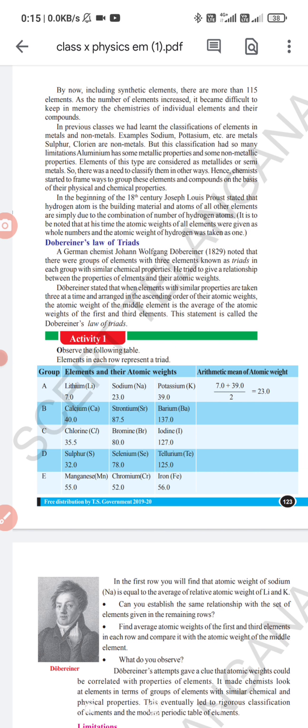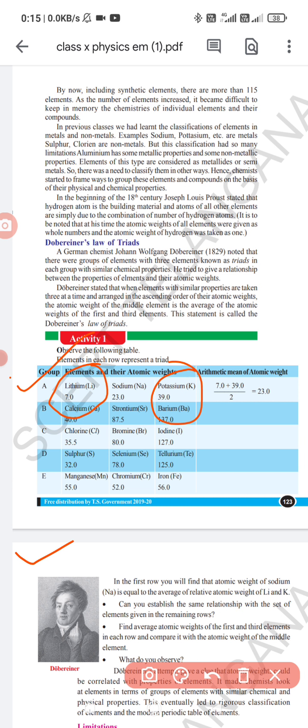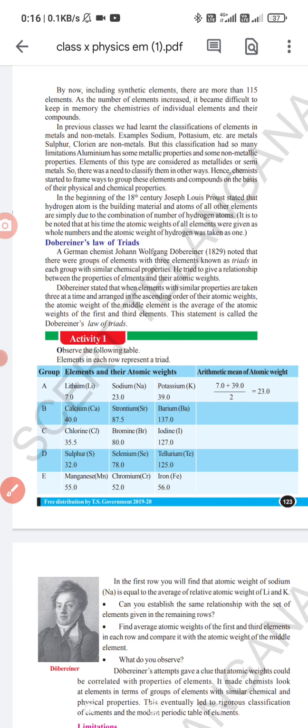If you take the average of the two elements, lithium and potassium, whose atomic weights are 7.0 and 39.0, how do we make the average? The average of any observations is the sum of the observations divided by the number of observations. 7.0 plus 39.0 is 46, divided by 2. 46 by 2 is 23. So 23 is the arithmetic mean, that is the average, of this group A. He explained it in this way.